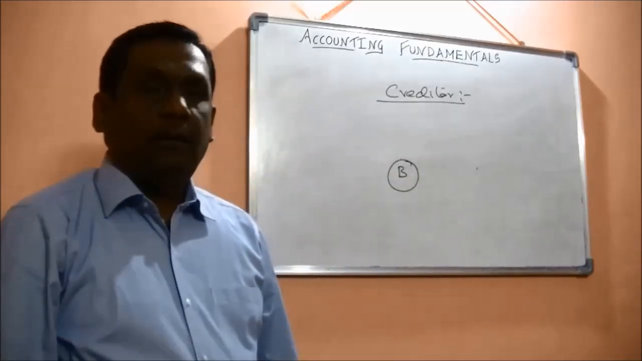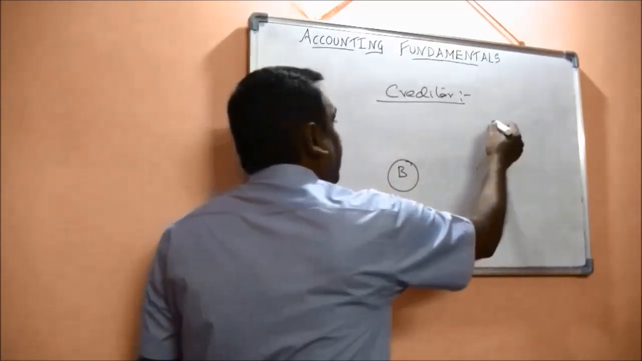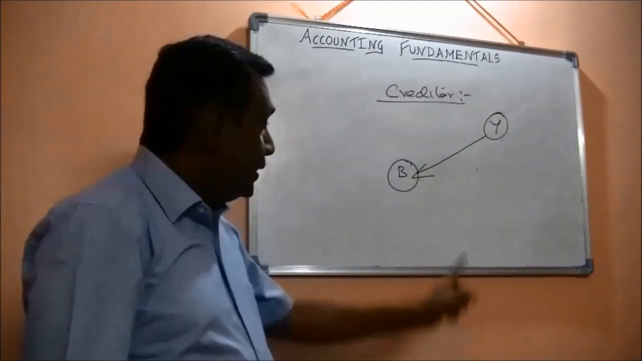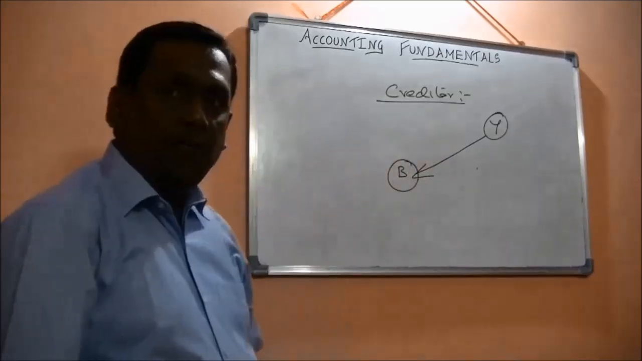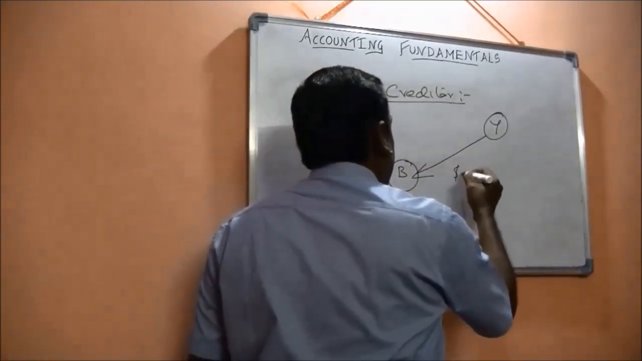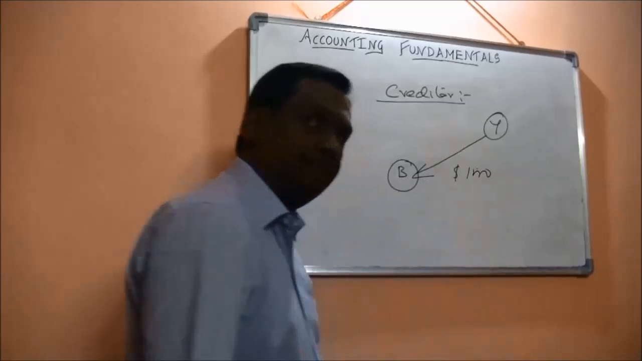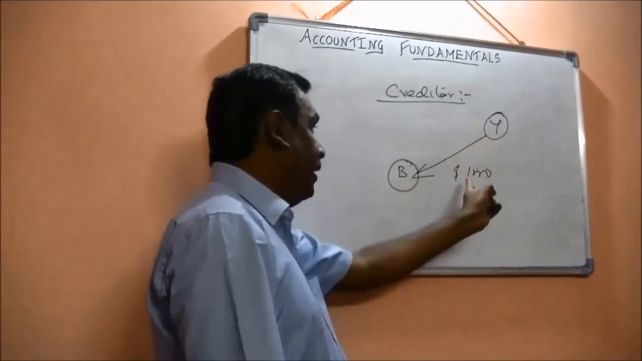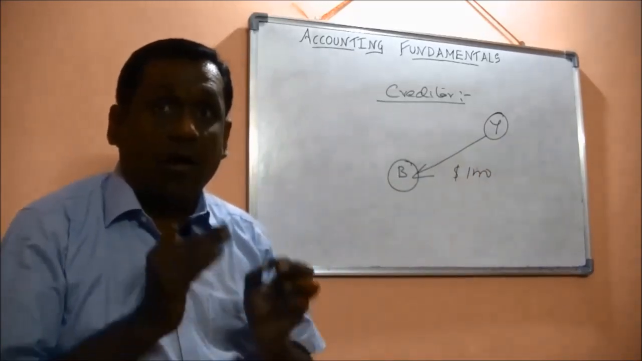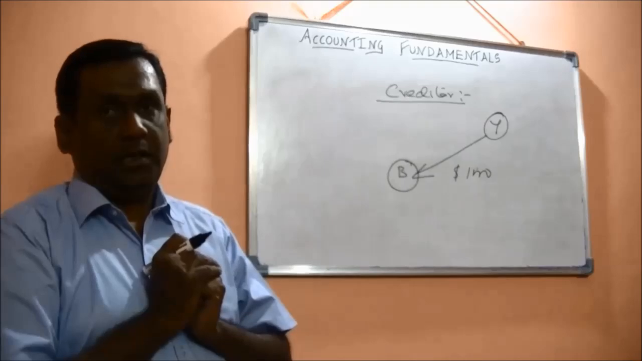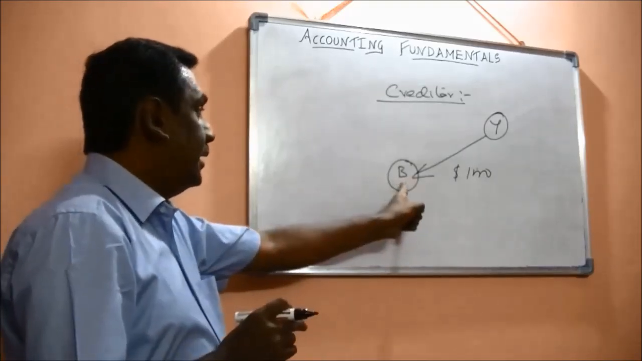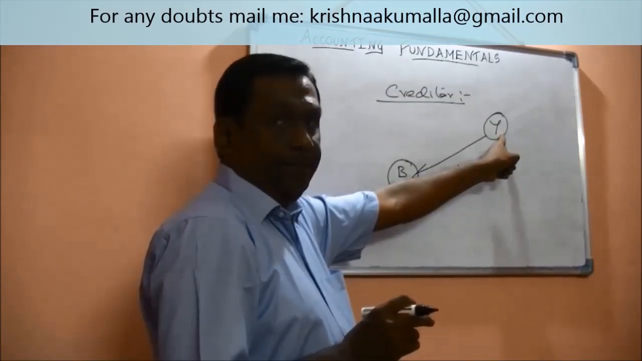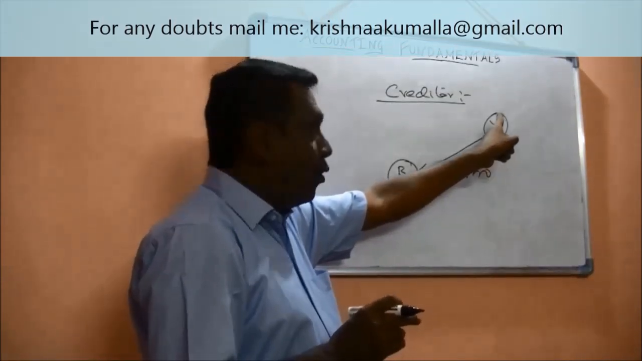Let us say business purchased goods from Y. Business purchased goods from Y worth $1,000 on credit basis. That means business has to pay this amount to Y.